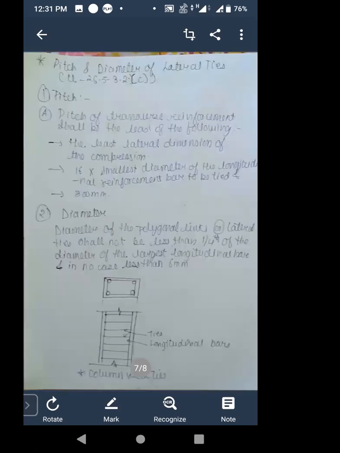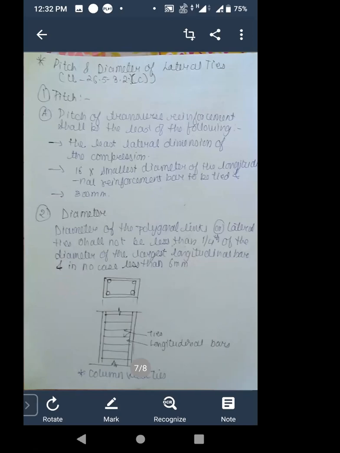Now, what is the pitch and the diameter of the lateral tie? That means whatever transverse reinforcement you are going to provide is nothing but the lateral ties. It is known as the lateral tie. In the case of a beam, you call it the stirrup, and here it is going to be the lateral tie.